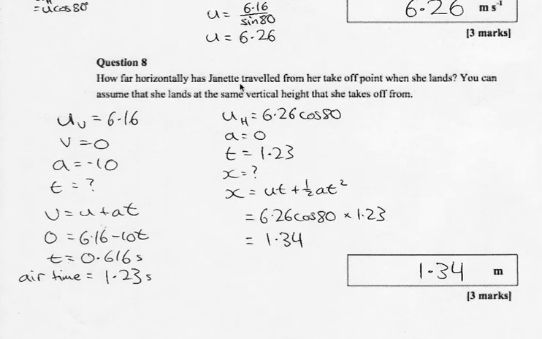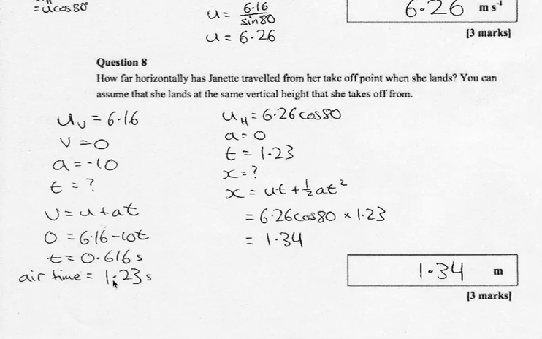Moving on, how far horizontally has Jeanette travelled? So we're asked to find x, her horizontal displacement. Before we can do that, we need to find how long she spends in the air, her air time. So we can use her vertical component of initial velocity that we calculated in question 7, and acceleration due to gravity to find t.